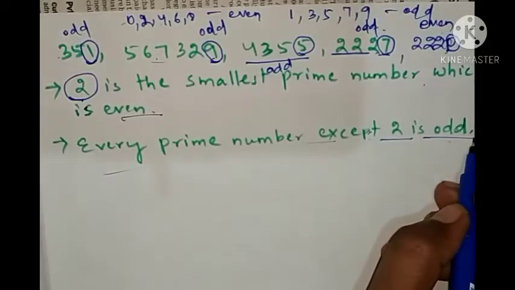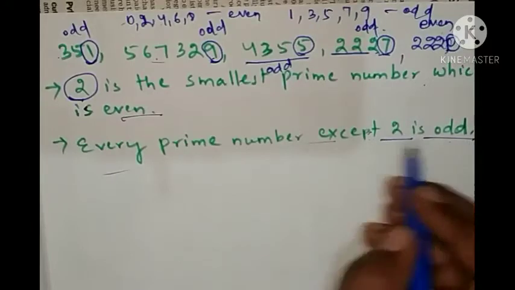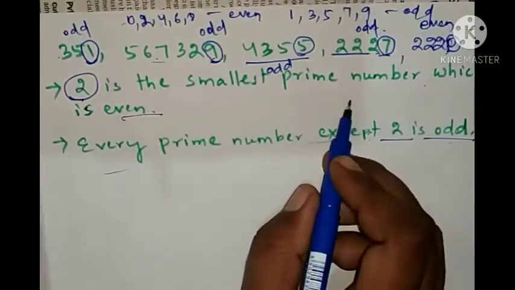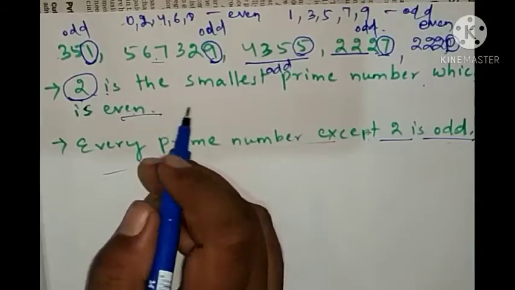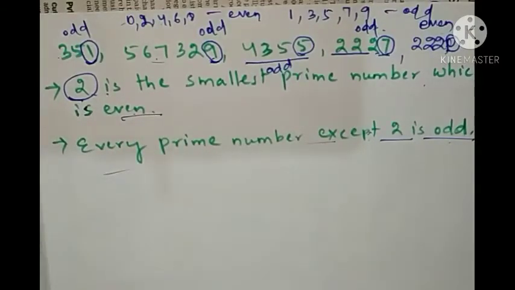Odd. Okay. So 2 is the smallest prime number, and 2 is also even. Okay. So like that you can find out the even and odd numbers.